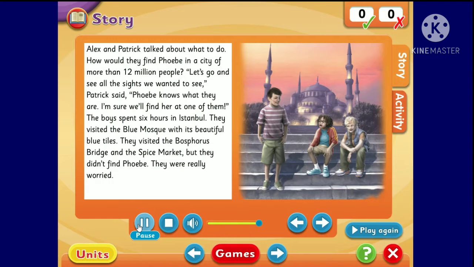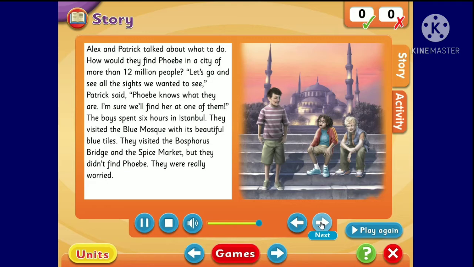Alex and Patrick talked about what to do. How would they find Phoebe in a city of more than 12 million people? "Let's go and see all the sights we wanted to see," Patrick said. "Phoebe knows what they are. I'm sure we'll find her at one of them."